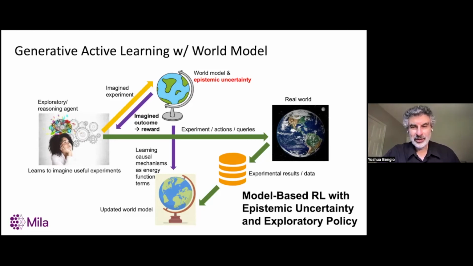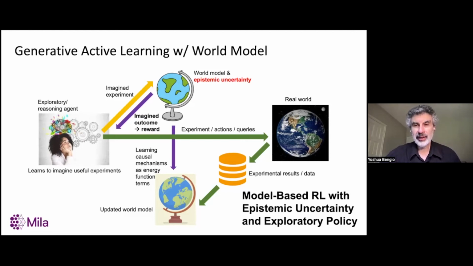So what this figure is supposed to illustrate is this cycle where we have some real world, maybe an experimental bench, from which we can get experimental results after we've decided on what questions we want to ask and what experiment we want to run. And after having run many experiments, we've got a data set. With that data set, we can train a world model. I call it a world model by analogy with model-based reinforcement learning.